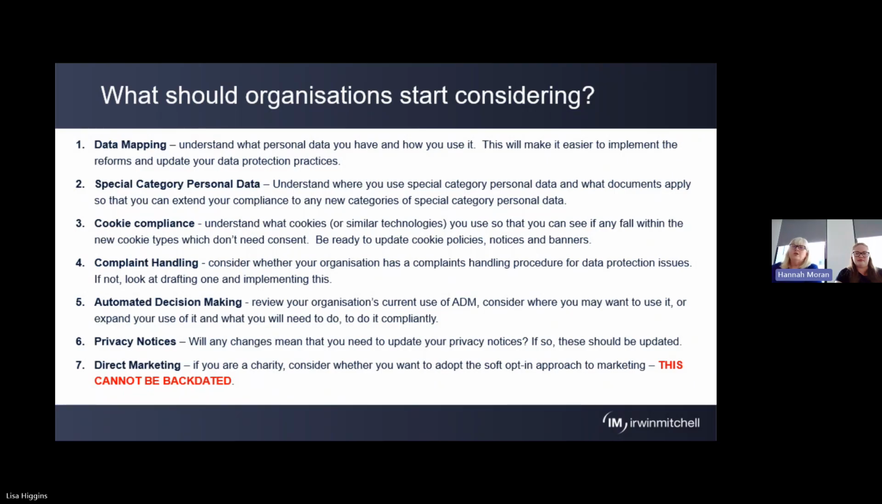So one thing you should certainly do, and I would always recommend this to any business, is data mapping. You need to understand what personal data you've got and how you are using it. If you don't know that, then data protection compliance becomes very difficult generally. And certainly in terms of thinking about how these changes may affect your personal data and how you use it, if you don't know this, then you're not going to be able to think about what you might need to do to either take advantage of some of the relaxations in the reforms or some of the tightening up that has been included. So definitely, I'd say understand your data.